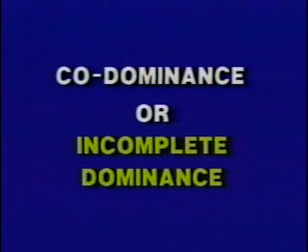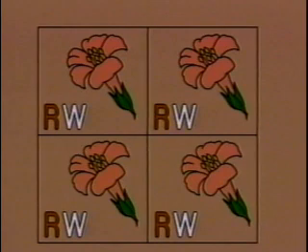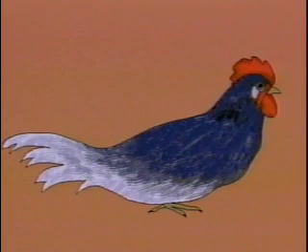Codominance, or incomplete dominance, describes a situation when neither gene in a cross is dominant. Both genes are expressed in the offspring, resulting in traits not found in either of the parents.